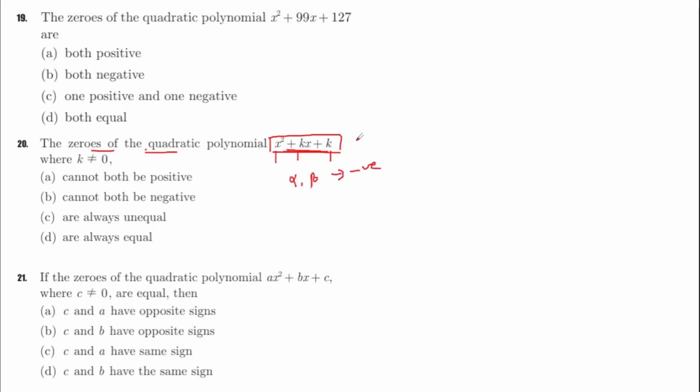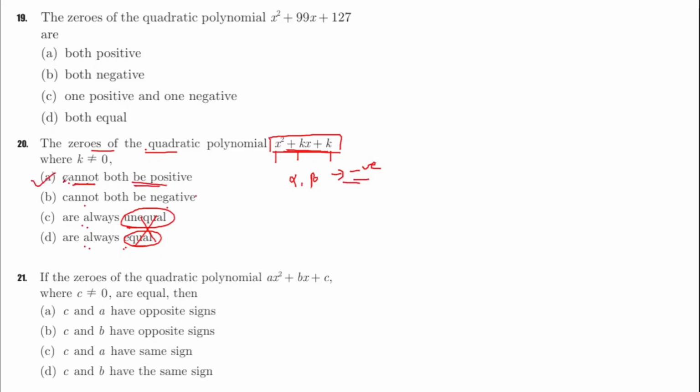So now look at the options. Cannot both be positive, cannot both be negative, are always equal, are always unequal. So till now we don't know what is the concept of equal or unequal, so let's leave these two things. Actually both the answers will be negative, but the options are a little bit different. Here the options say cannot. So if both the answers are negative, that means cannot both be positive. So here this will be the answer.